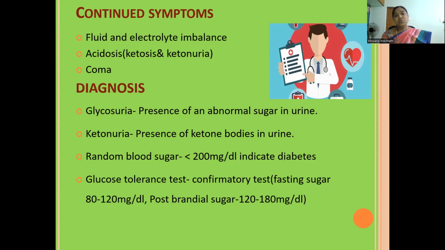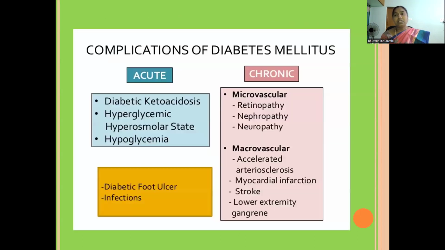There is a confirmatory test, the glucose tolerance test. This can be tested for gestational diabetic women also. This is a confirmatory test, whereas the fasting sugar should be 80 to 120 mg and postprandial sugar 120 to 180 mg per deciliter. So what does glucose tolerance mean? 75 grams of glucose will be mixed with 100 ml of water, which is taken while fasting. After 2 hours, the blood sugar has to be tested again for any abnormal changes in the level. The fasting should be 80 to 120, and postprandial should be 120 to 180. Any abnormalities in the GTT indicate diabetes in the case of pregnant women.